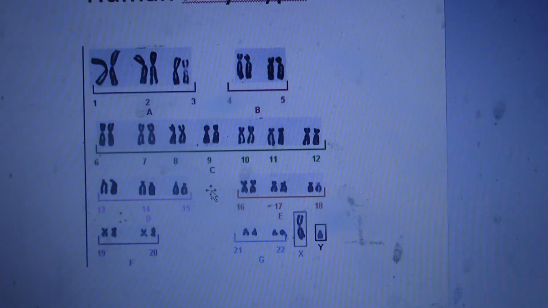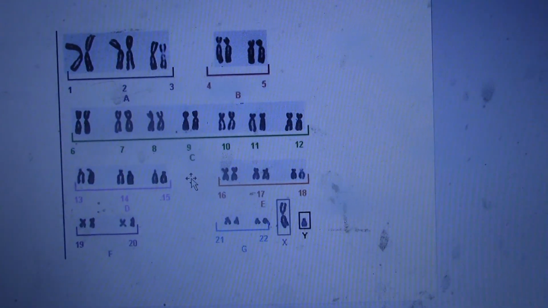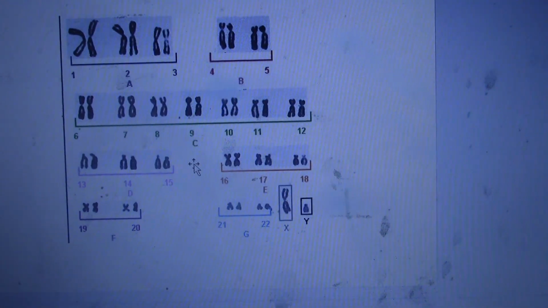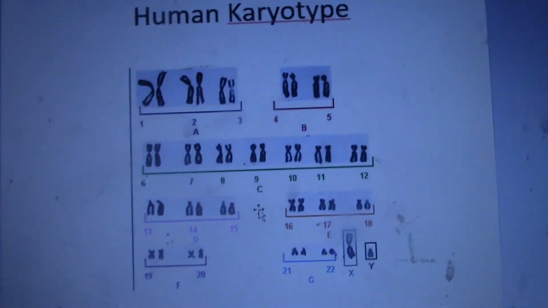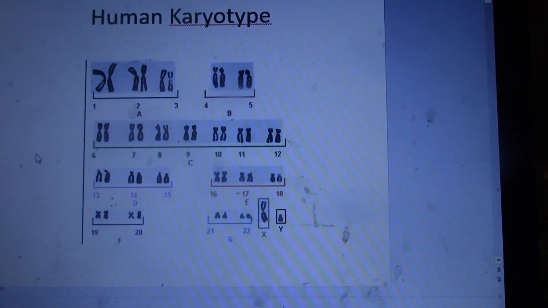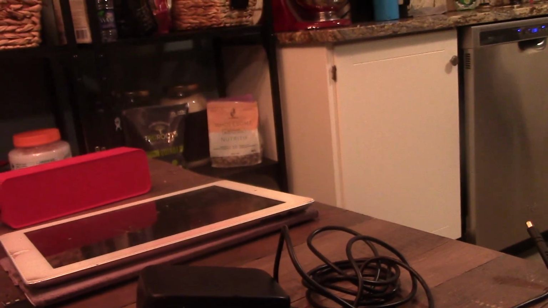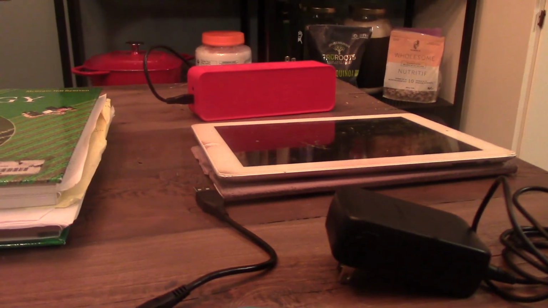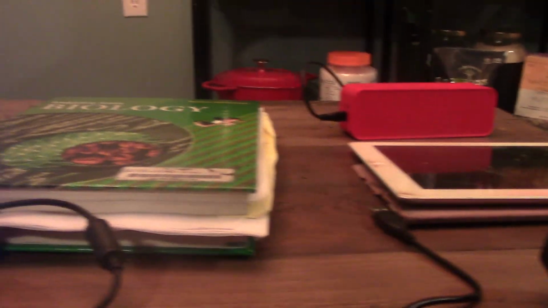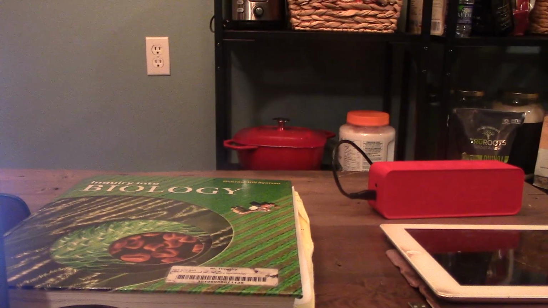So when you look at karyotypes, you have 23 homologous pairs of chromosomes. One comes from maternal origin, one comes from paternal origin. Now you need to be able to recognize some different types of karyotypes. So this is a normal human male, but we can look at some different karyotypes that show different situations.